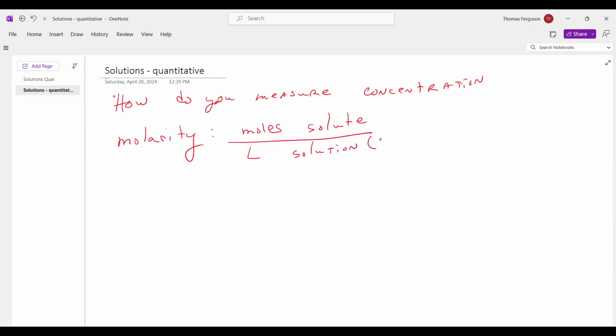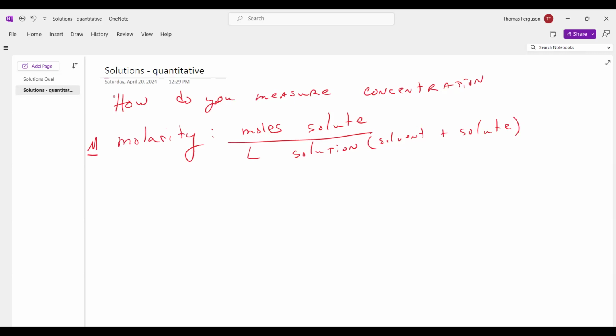Solution includes solvent plus solute. So it's moles per liter, and it's abbreviated capital M. So for your Friday lab people, remember the hydrochloric acid had a 3M on it? The M was the molarity. That stood for 3 moles per liter of that acid.